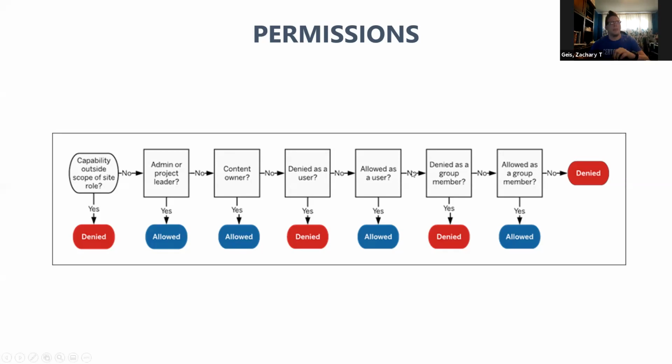Otherwise, we keep moving. And you notice that it says it's first check if you as a user have these roles, and then check if a group has the roles. So are you denied as a group that you're in, then you're denied. If you are allowed as a group member, then you're allowed. Otherwise, if it's none of these things, then you're automatically denied.